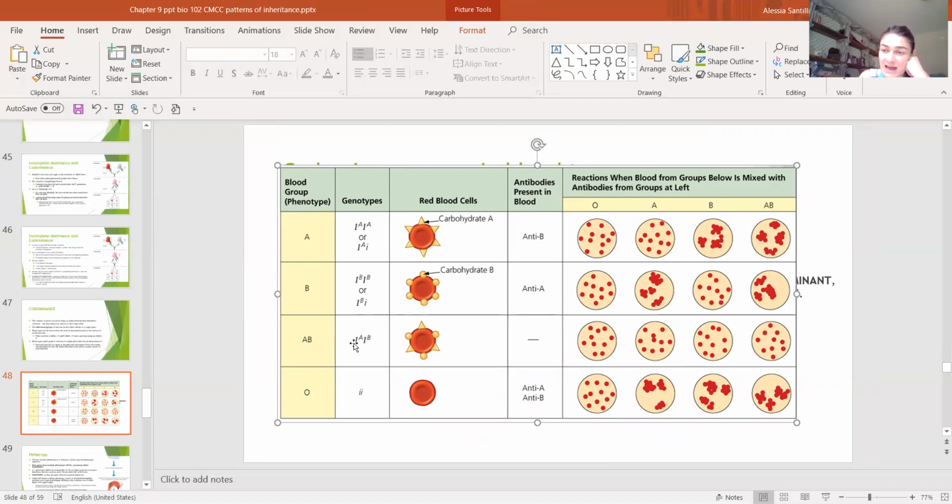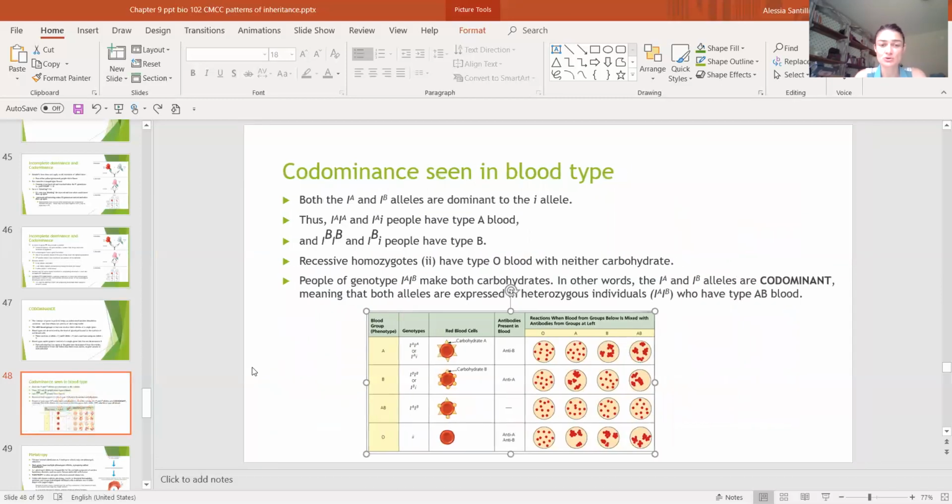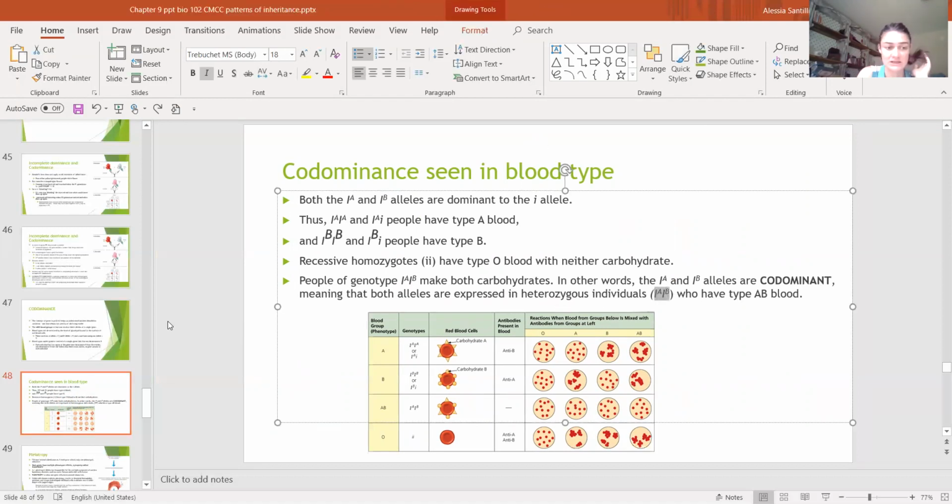So you can see that if I have IA and IB, which are both dominant, IA is dominant to little i, IB is dominant to little i, so it becomes blood type B. IA dominant to little i becomes blood type A. If I have both of these, I get an A and a B blood type, so I have blood type AB. If I only have my recessive, then I get my blood type O. So codominance is basically where both alleles are expressed, both of them are dominant, neither one is recessive. And so in the case of IA, IB, both are expressed.